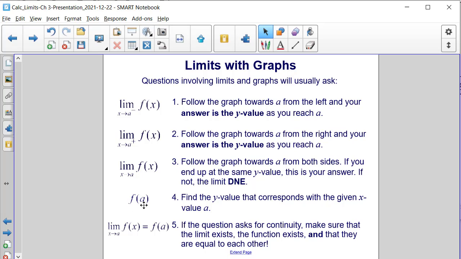If you have f of a that you are looking for, then find the y value or function value that corresponds to the given x value of a. And the last option that's listed here is the limit of f of x as x approaches a is equal to f of a. If the question asks for continuity, then make sure that the limit exists and the function exists at this a value and that they are equal to one another.